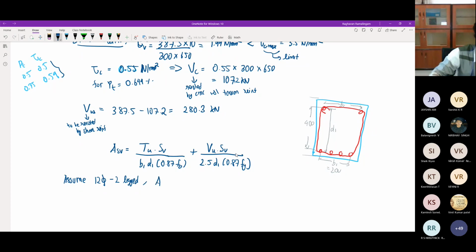So what then means Asp will be 2 times 113. One single 12 mm bar is 113, so this will be 226 mm square. And I'm going to make sure that they are also Fe 500, because there is quite a big shear. Let me have 500 steel itself. Let me actually make it 10 mm. Let me see if 10 works, otherwise I'll go to 12.